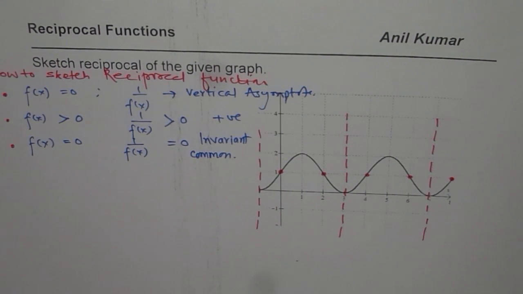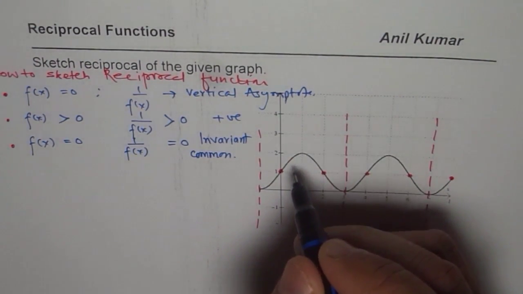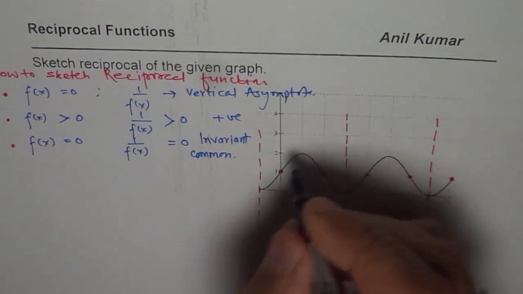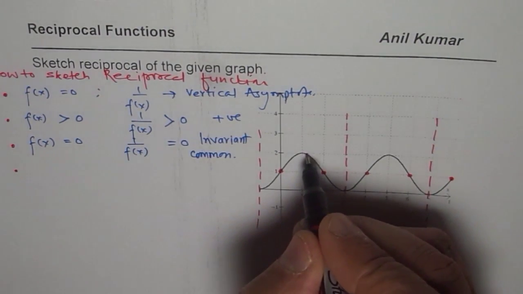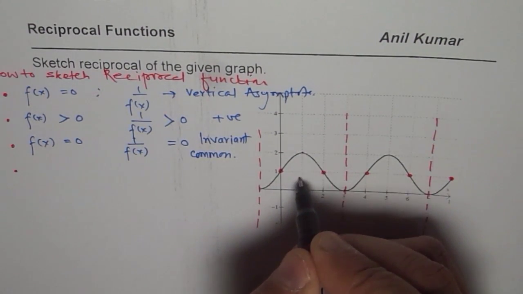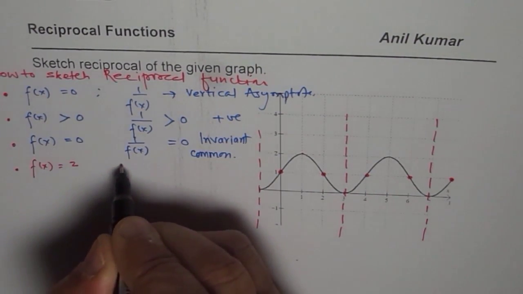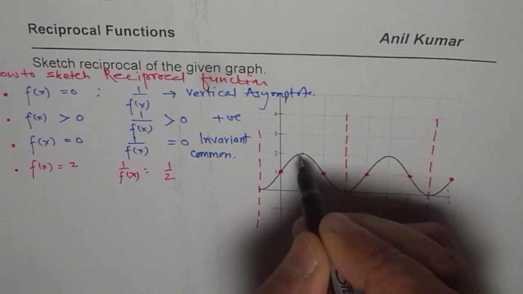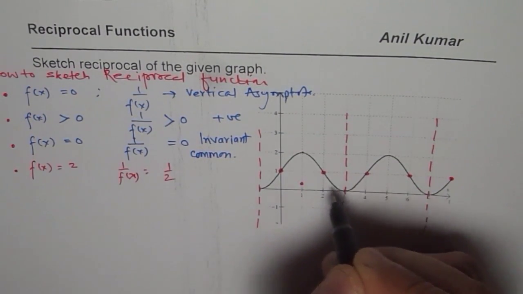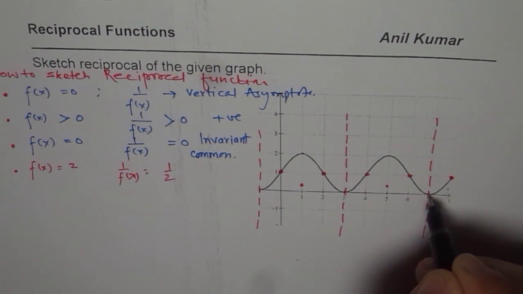Now, the other points which are important for us are the turning points, right? So let's look into the turning points. So the turning points here are at 2, right? So the reciprocal of 2 is what? If f(x) equals 2, then 1 over f(x) will equal half. Is it okay? So that will be half here. So at 2 it will be half.